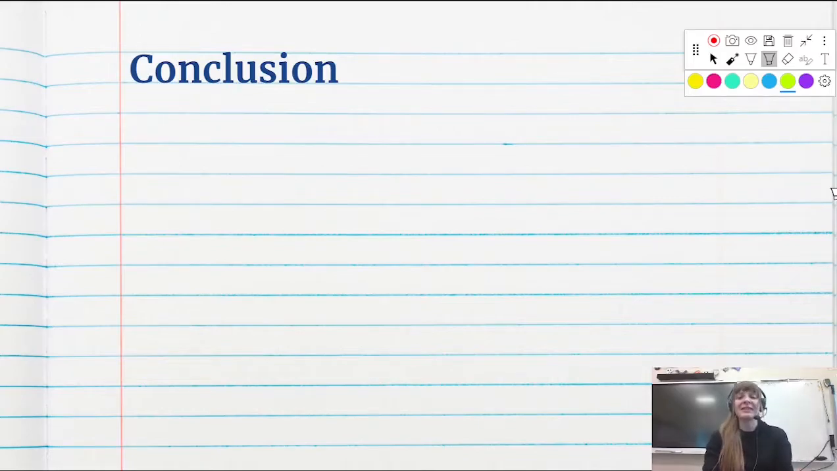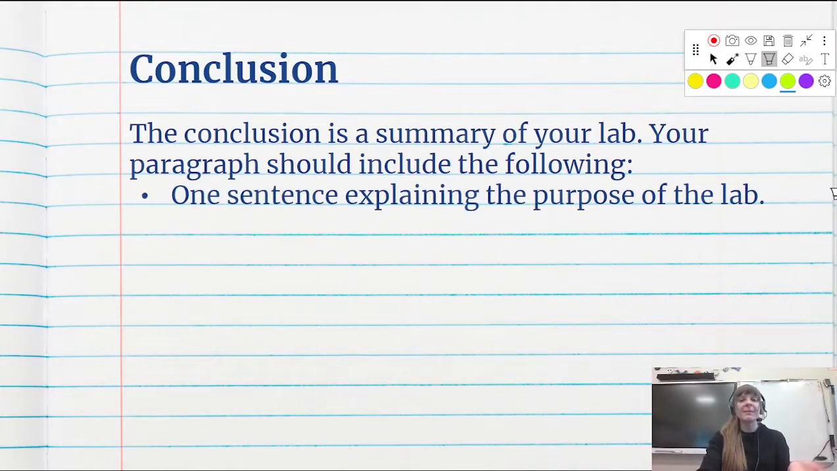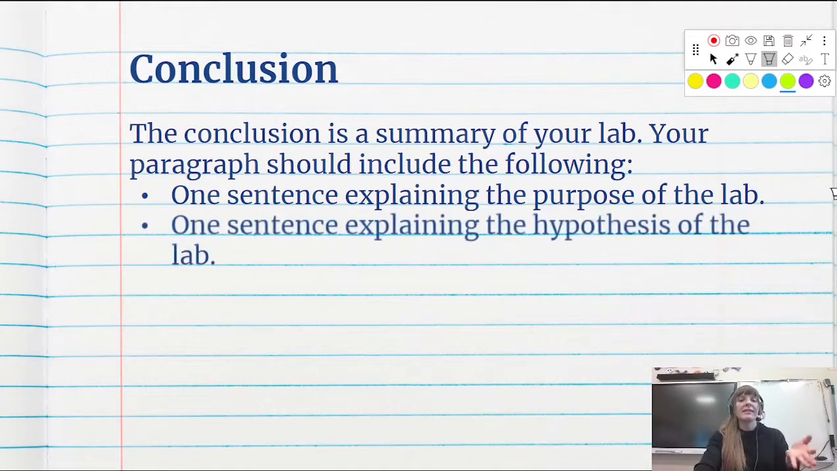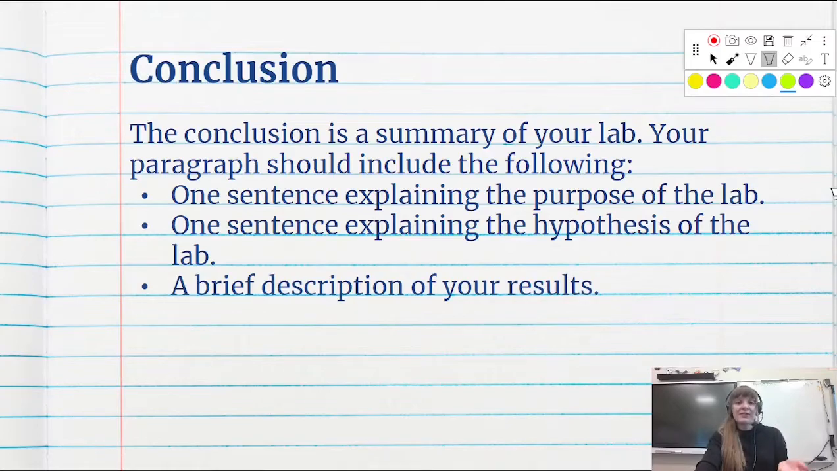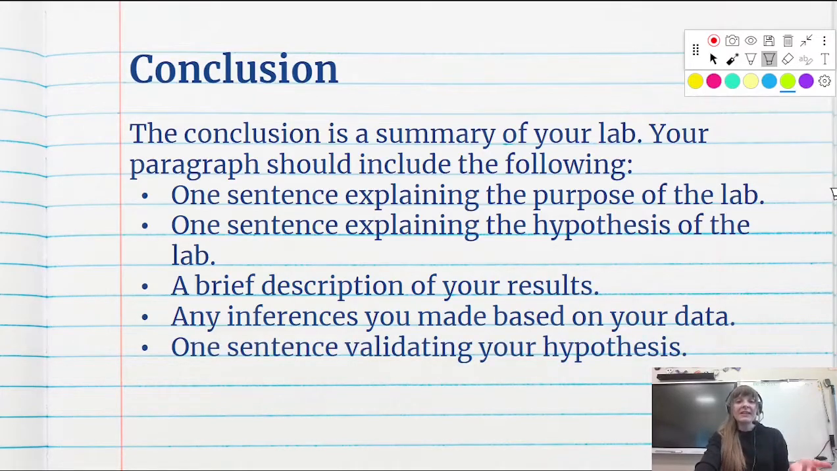Last, we have the conclusion. So the conclusion is a summary of your lab. So your paragraph should include the following. It should include one sentence explaining the purpose of the lab, one sentence explaining your hypothesis of the lab, a brief description of your results, just say what you got, any inferences you made based on your data, so just a short summary, 1 or 2 sentences about your analysis, and then one sentence validating or disproving your hypothesis.